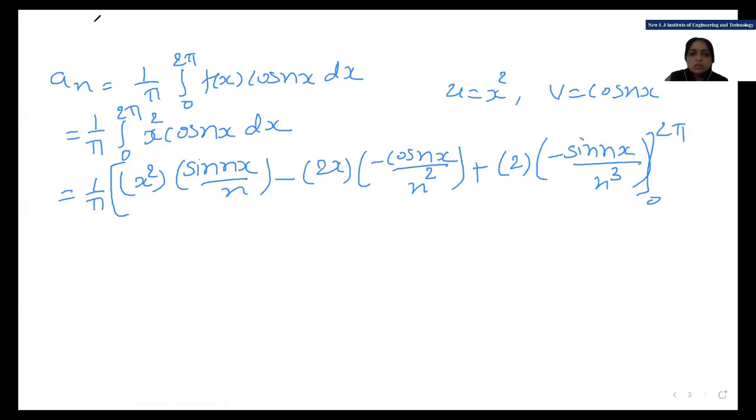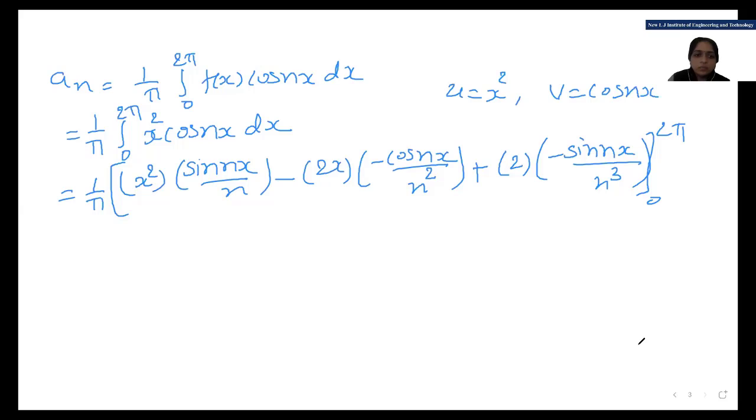So, students, here our f of x is x square cos nx. We are doing the integration using the u dot v formula, or we can say the Leibniz rule. Here x square, keep it same. The integration of cos nx is sin nx upon n, minus the derivative of x square, which is 2x. Integration of sin nx is minus cos nx upon n square, plus the derivative of 2x, which is 2, and the integration of this minus cos nx upon n square is minus sin nx upon n cube.